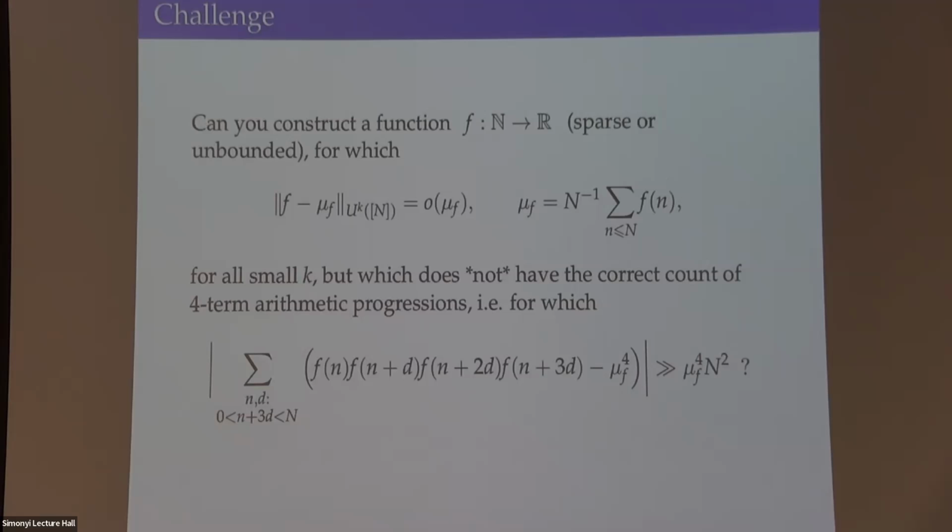Normally, if you have a majorizing function that satisfies the linear forms condition, you know that the count of 4-term arithmetic progressions is controlled by the U3 norm. So if you assume that all these norms for all sufficiently large k are small, you should have the correct count of 4-term arithmetic progressions. I would like to know if an easy function exists that has small U^k norms, but not the correct count of 4-term arithmetic progressions.